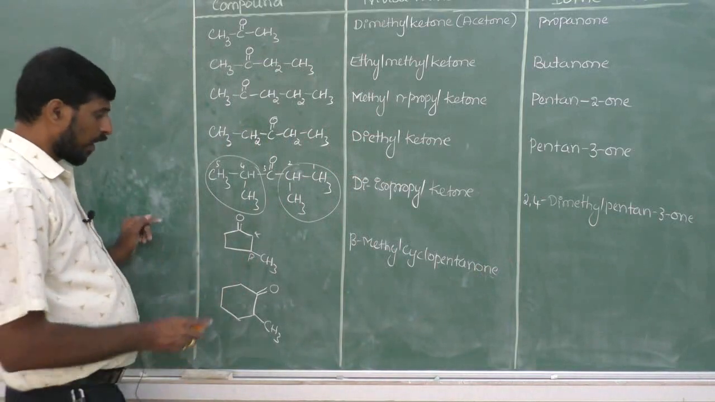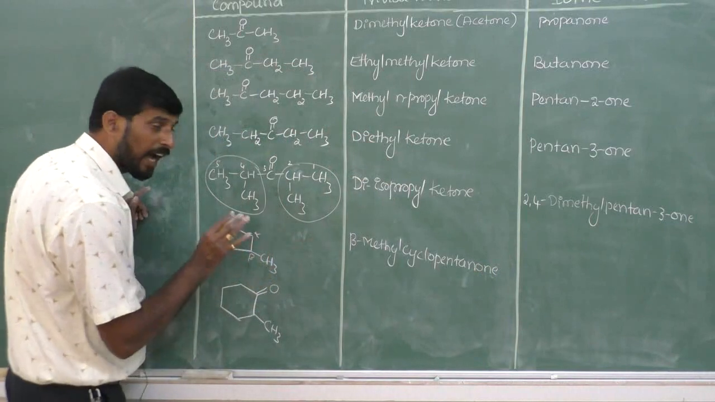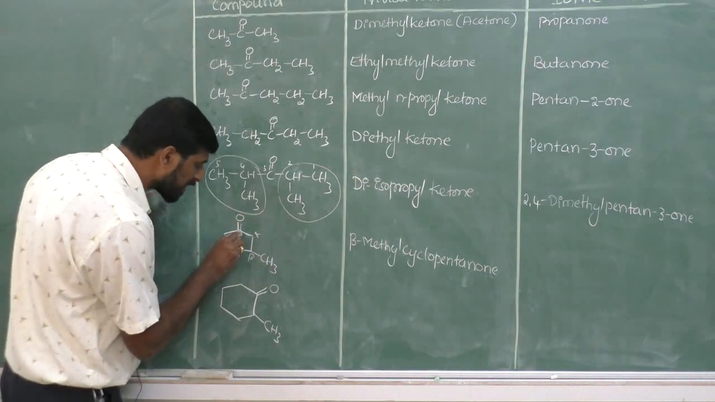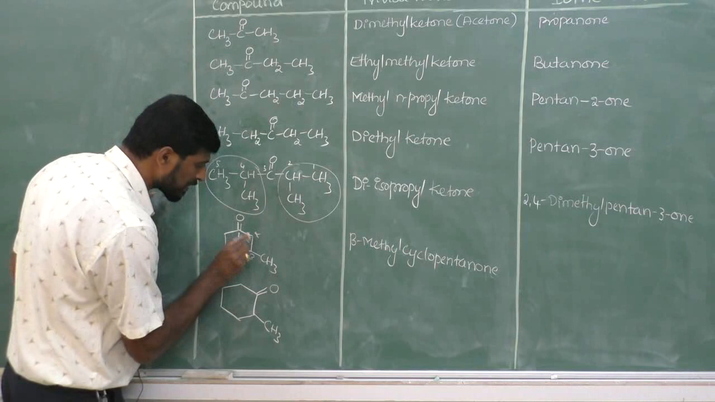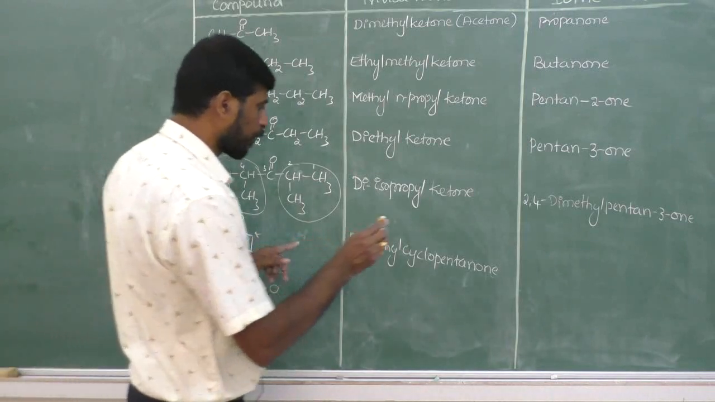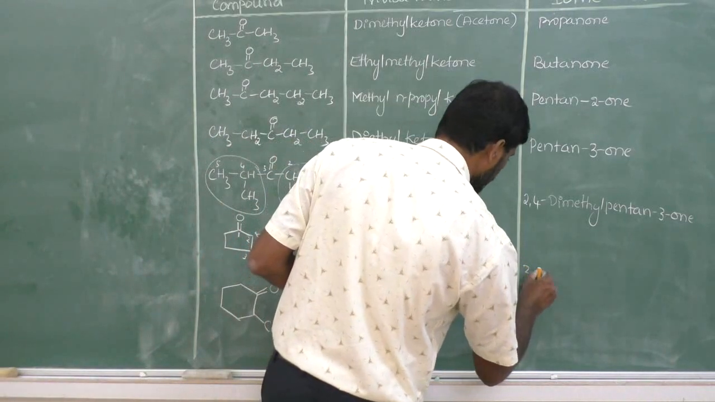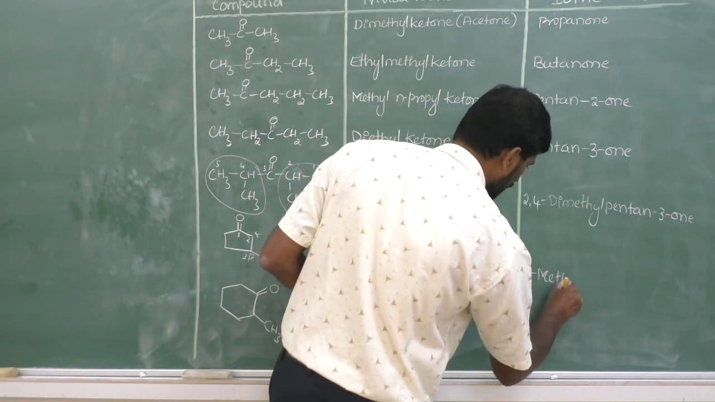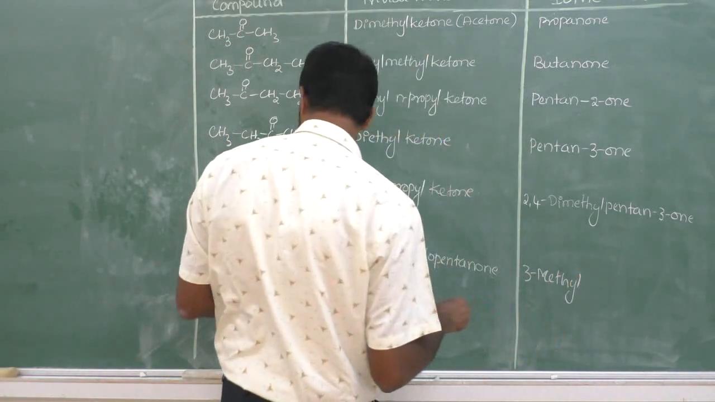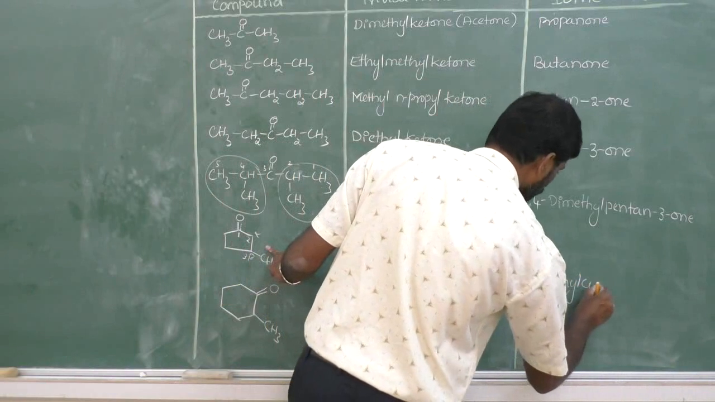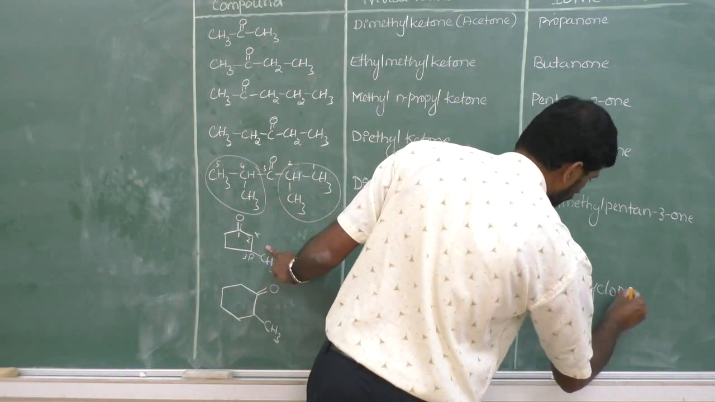Next, what is the IUPAC name? This is the first carbon atom, second and third. Therefore, it is 3-methylcyclopentanone.